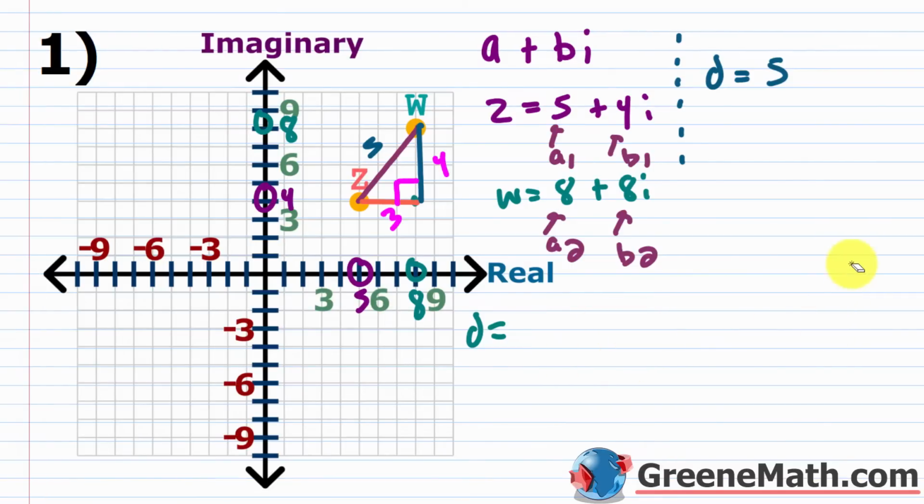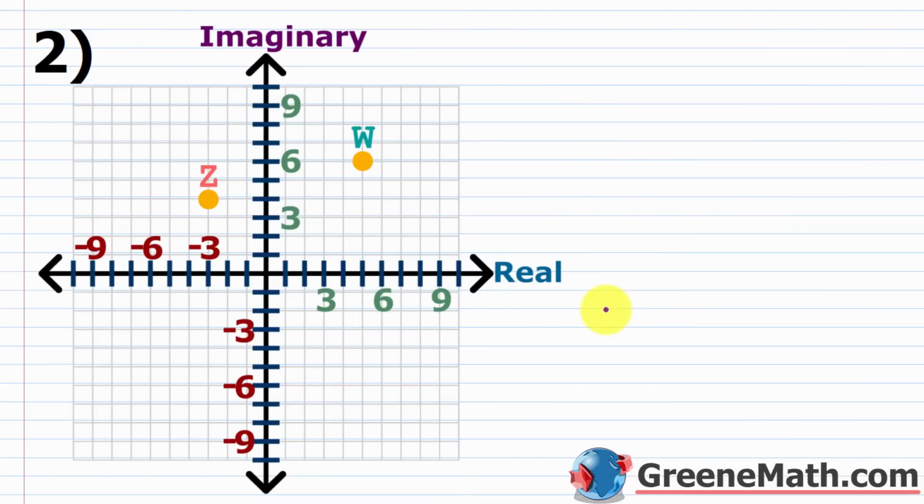So a much quicker way to get this. But again, you want to understand the concept and where these things are coming from. You're just modifying your distance formula to work on the complex plane. All right, let's take a look at problem 2. Here we have the complex number z and also the complex number w plotted on the complex plane.